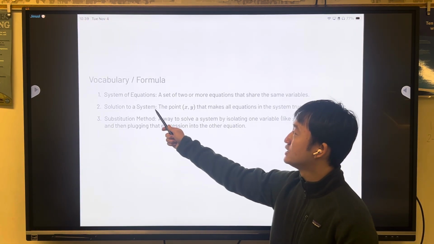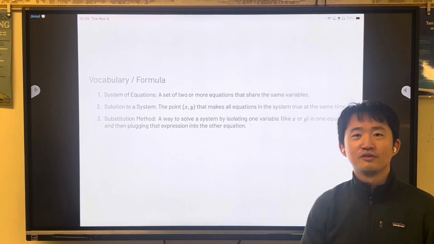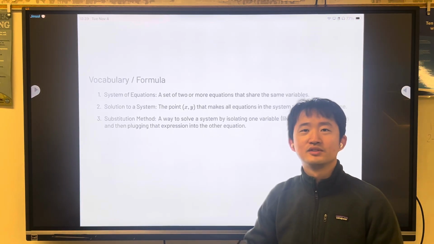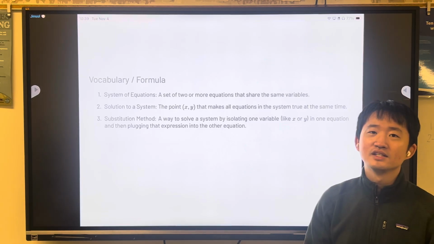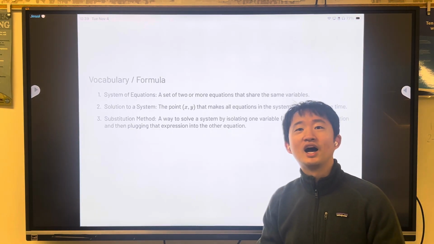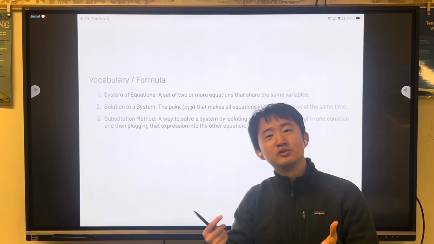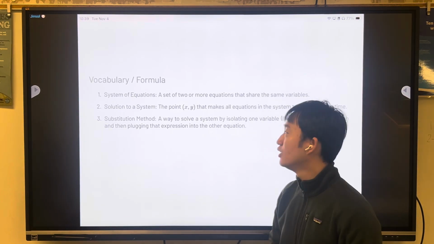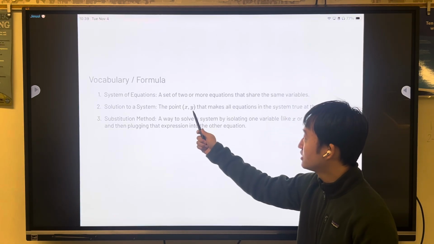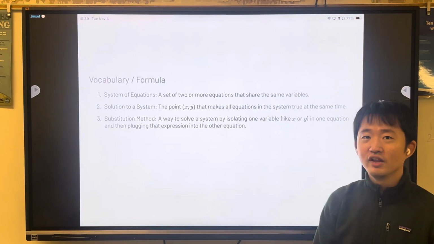A solution to a system. Usually a solution refers to x equals something, y equals something. But this time, when we're solving a systems of equations, we're going to have a collection of the points. x equals this and y equals that. Or we can write it as the point, as a coordinate, that makes all equations true.